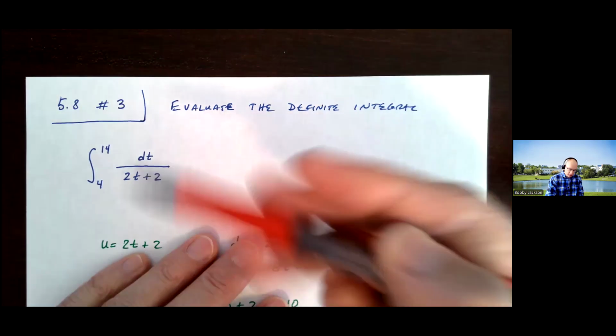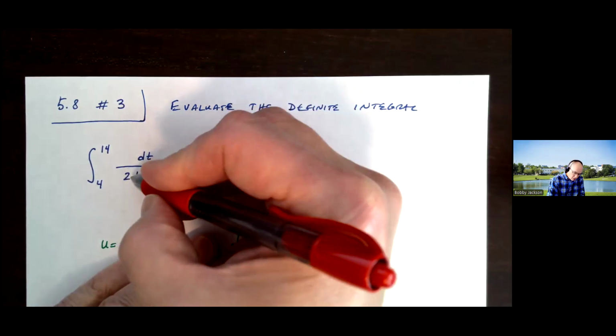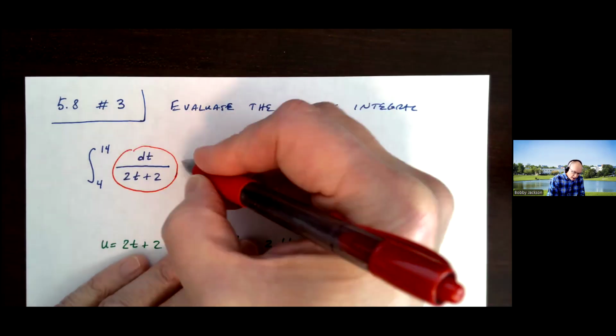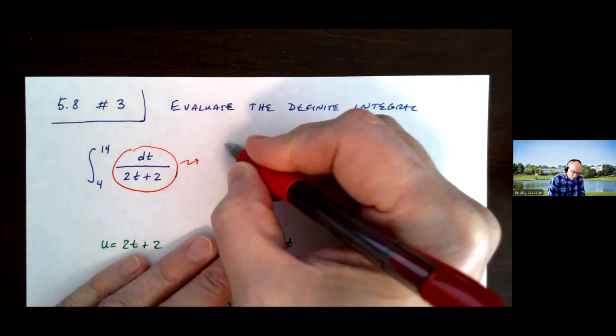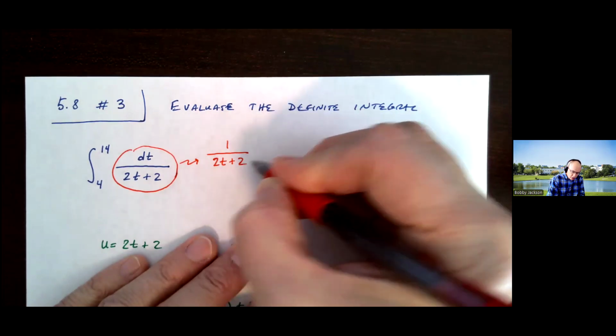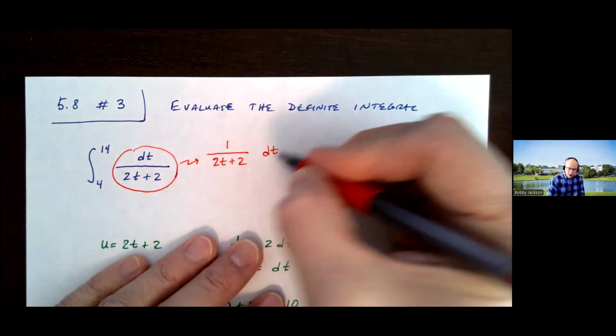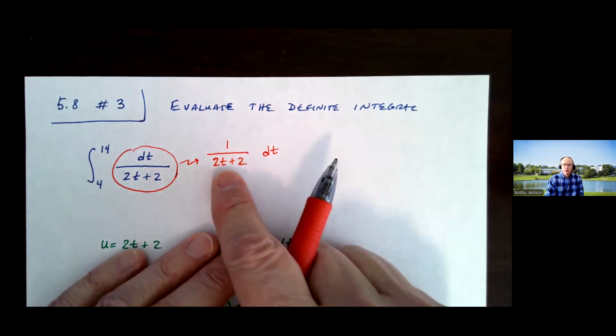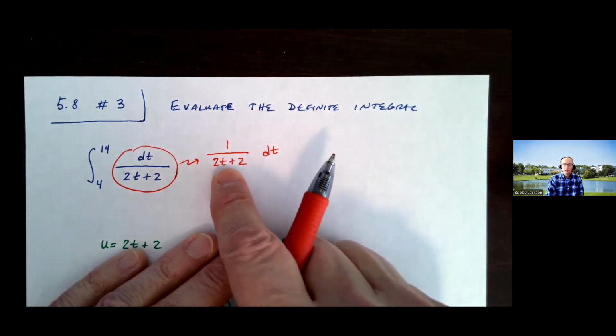And remember when we see dt over 2t plus 2, really what we're finding the antiderivative of here is 1 over 2t plus 2, and this dt is just telling us the variable of integration is t. So how can I do this? Well, I'm going to let u be the denominator here. Hopefully you can see what's going to happen.